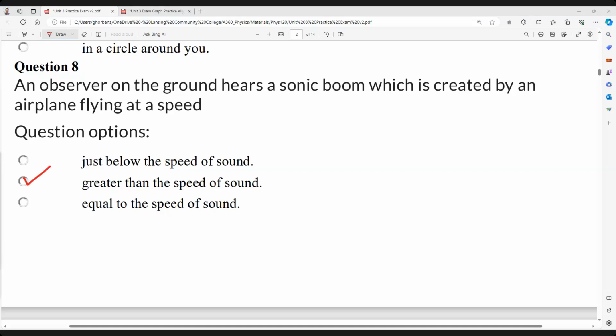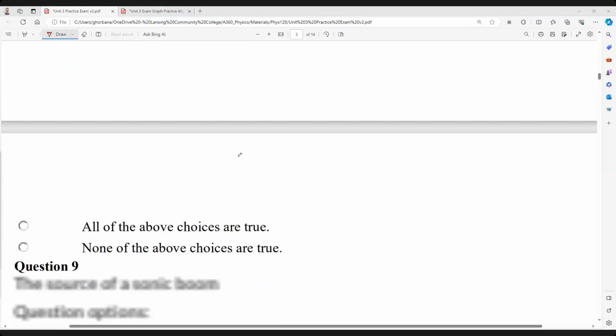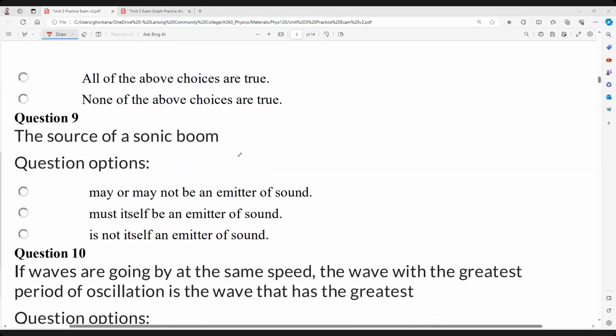So, what was the next one? The source of a sonic boom must itself be an emitter of sound? No. Maybe or maybe not. What is a sonic boom?